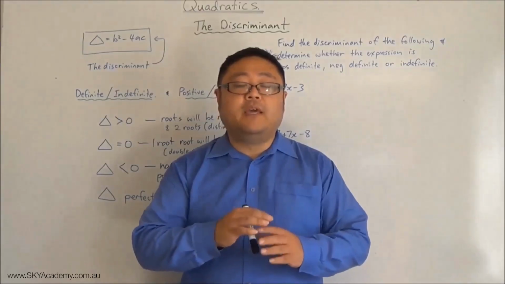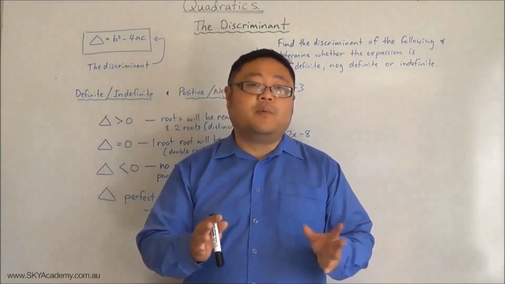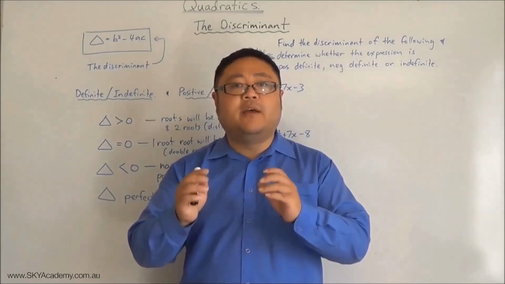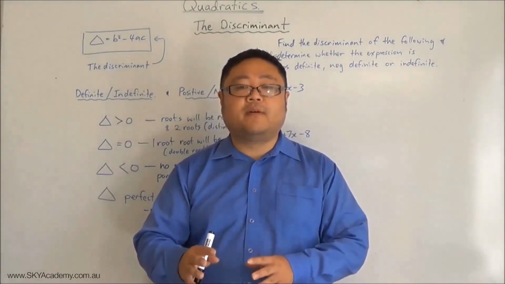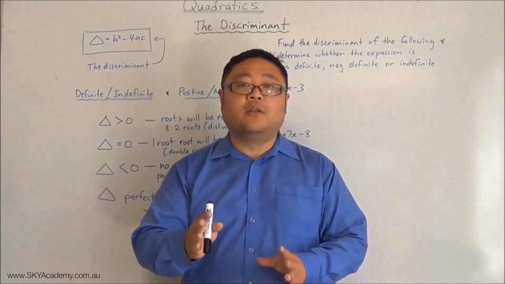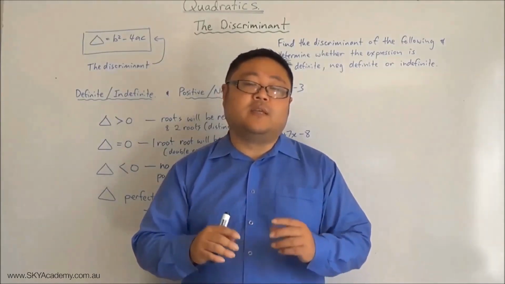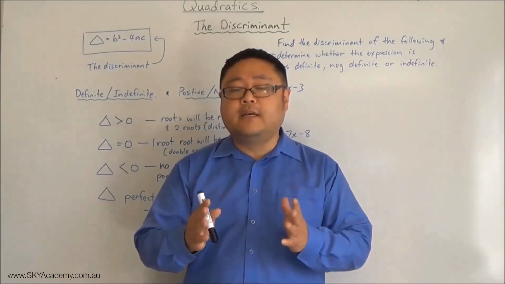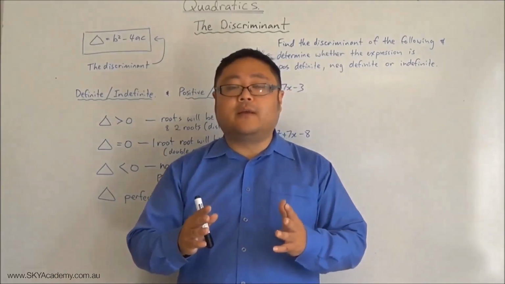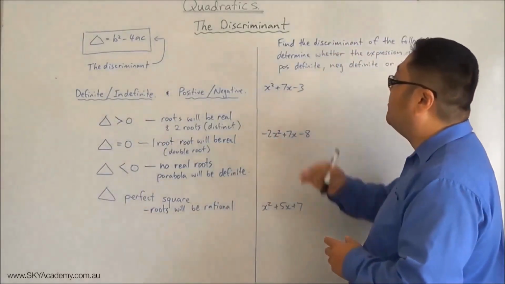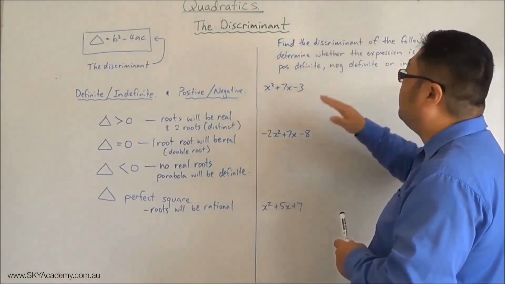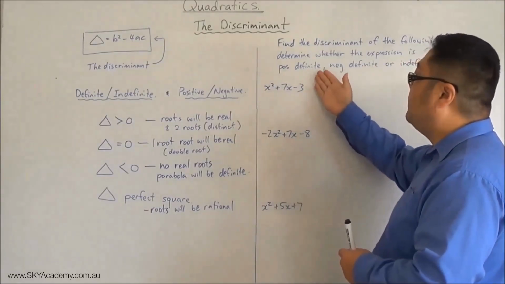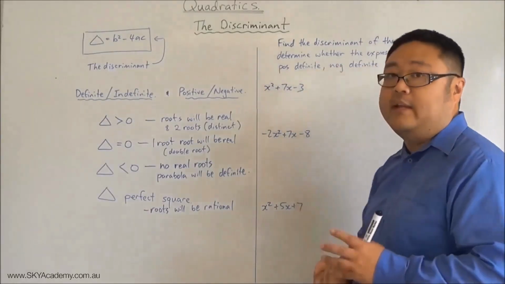And in the last episode what we were looking at was the discriminant, and how the discriminant affects a parabola. In this episode what I want to do is look at some specific questions that might be asked on the topic, and we'll look at an example that I have on the board, which is: find the discriminant of the following and determine whether the expression is positive definite, negative definite, or indefinite.